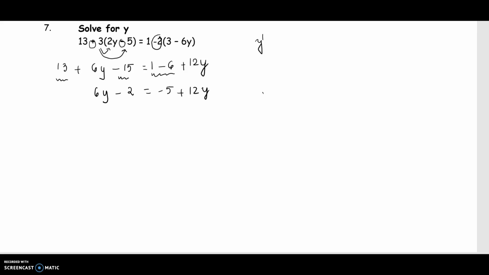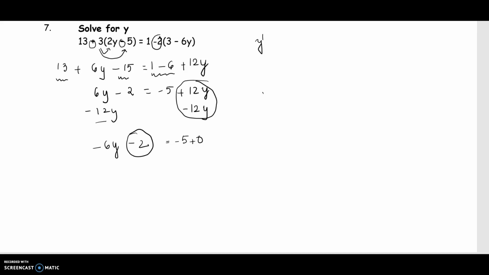Now we have to get y by itself on one side, and let's see, let's subtract 12y on both sides, so that way we get rid of the 12y on the right, and that is negative 5 plus 0, and 6y minus 12y, 6 minus 12 is negative 6y, and there's a negative 2.